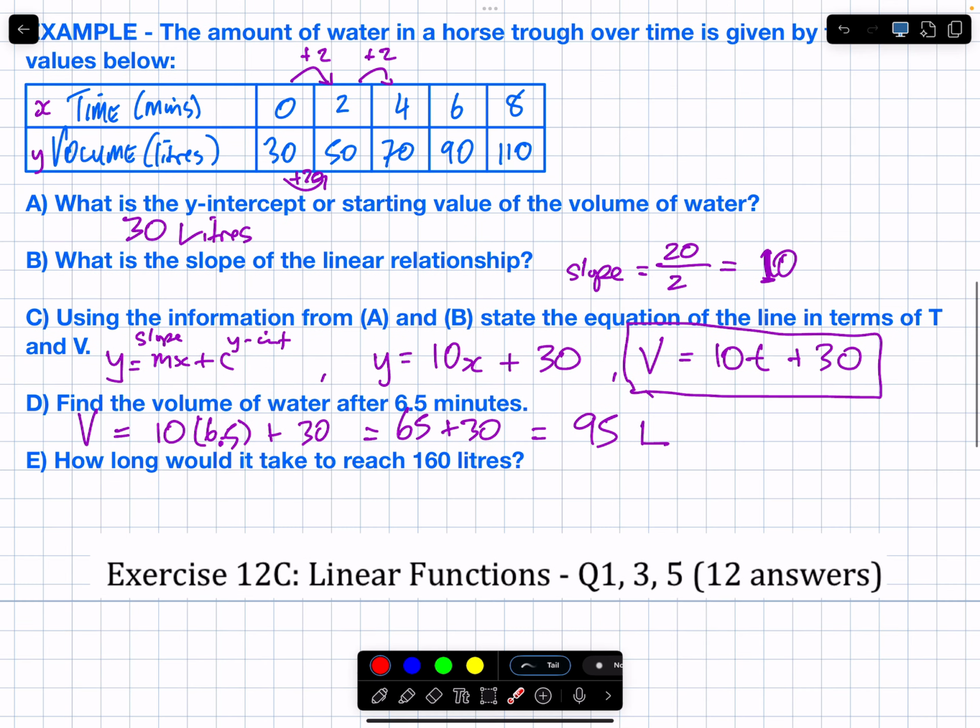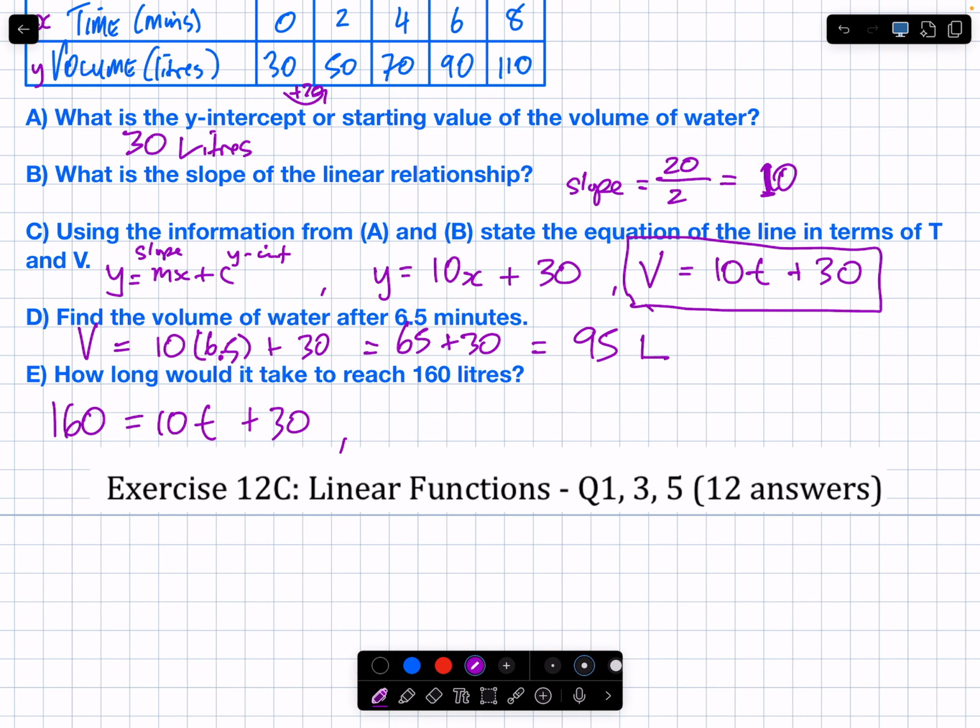Possibly the hardest maths you have to do in this topic is E, where you're rearranging the equation to find t. Okay? It tells me how long would it take to reach 160 litres. So in my equation, I know the volume is 160 is equal to 10 lots of T, I don't know the time, plus 30. How do I get T by itself? What are we doing with that 30? I'm adding 30. What's the opposite of adding 30?